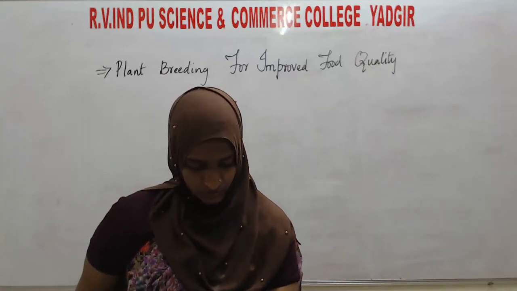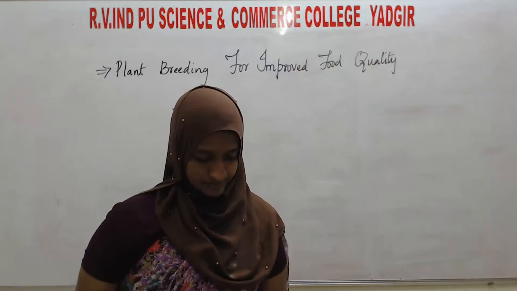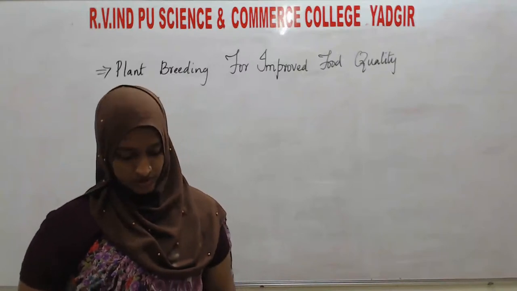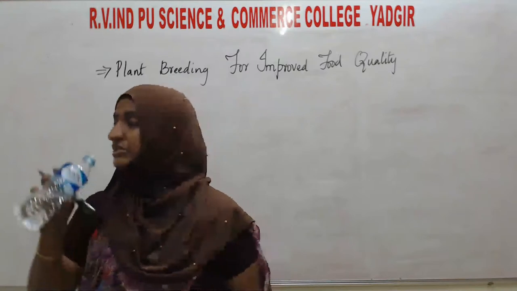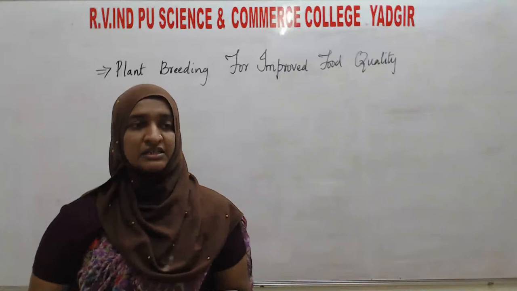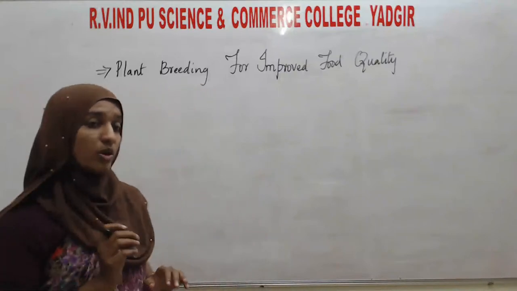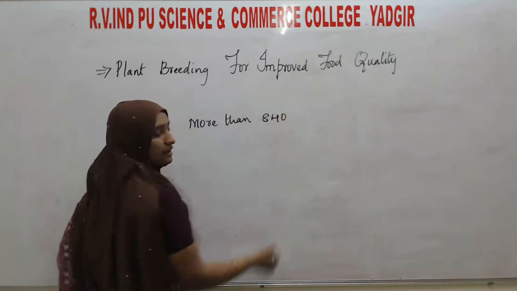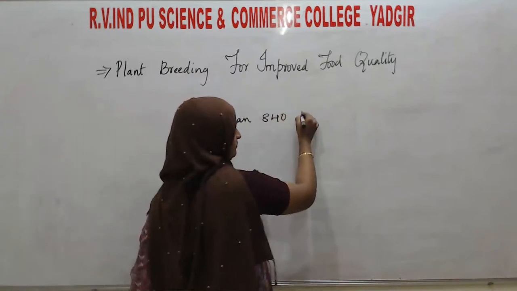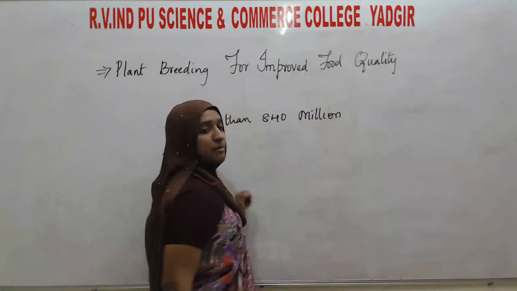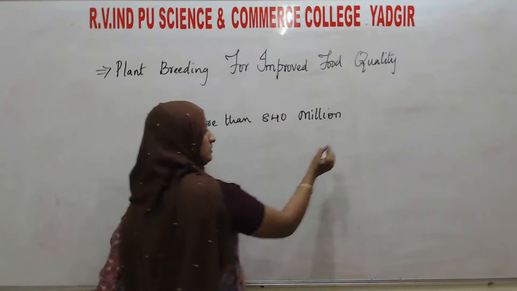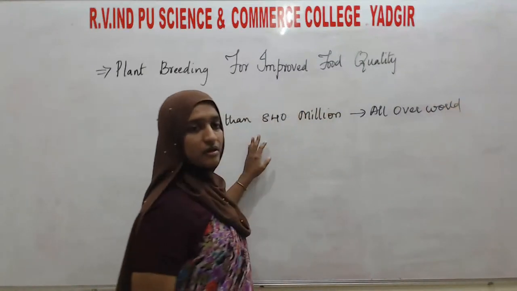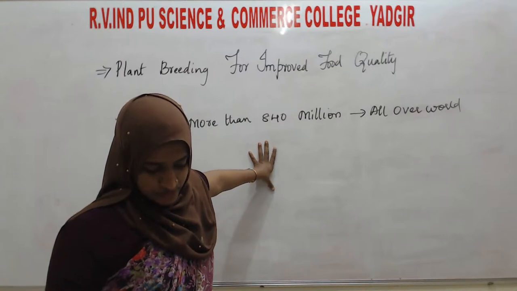See here, what they are saying in this particular topic is that all over the world, how much is the population, the number of population? It is more than 840 million. This is the number of population all over the world.